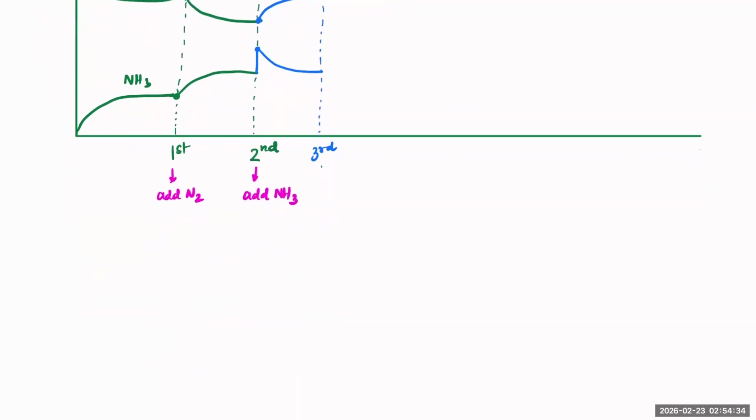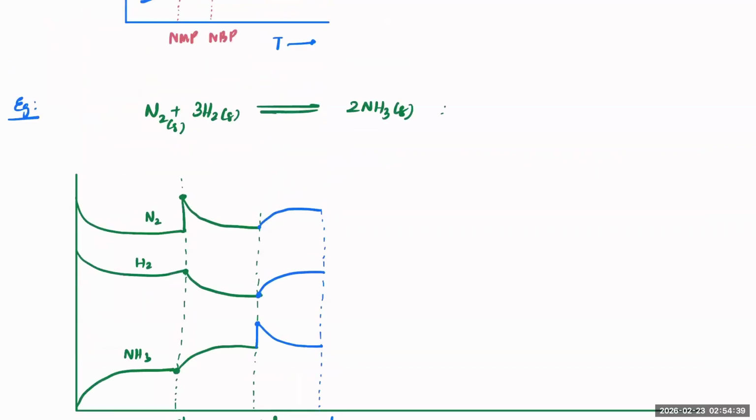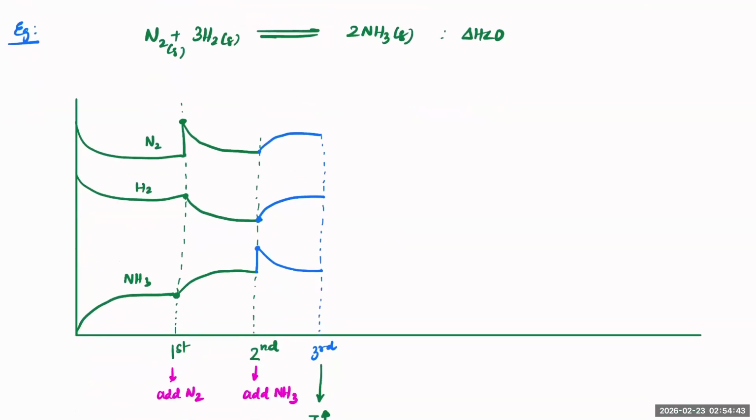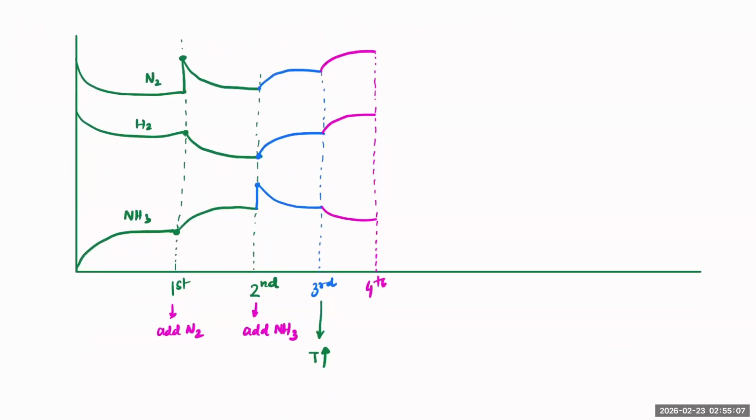At this stage, what I did, I increased the temperature. Assume this reaction is exothermic. If it is exothermic, what should happen? As you increase the temperature, reaction should go in the backward direction. So if it has to be backward direction, then nitrogen value will again increase, hydrogen value will increase, and ammonia value will decrease. So again, I'll reach a new equilibrium, where this will be the fourth new equilibrium after increasing temperature.